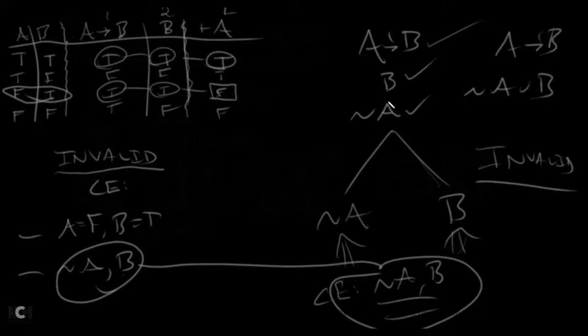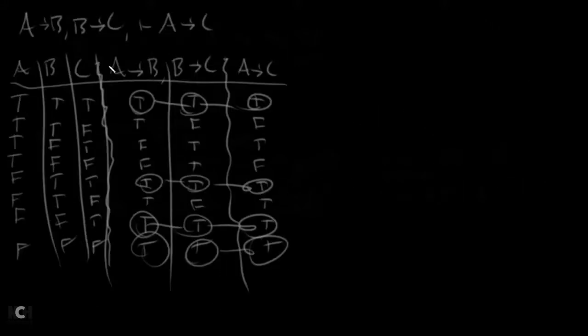So let's do another tree on a problem that we did earlier as well. All right, let's take a look at this argument. A arrow B, B arrow C, therefore A arrow C. I copied the table here. Let's do it the tree method. So what we do is we copy down all the premises, A arrow B, B arrow C, and then A arrow C. And then for the conclusion, we negate the conclusion. So not just the left side like this, we negate the entire thing.